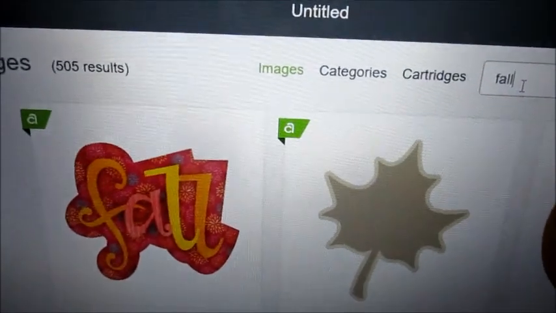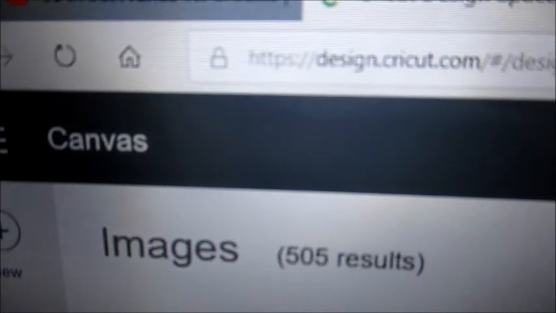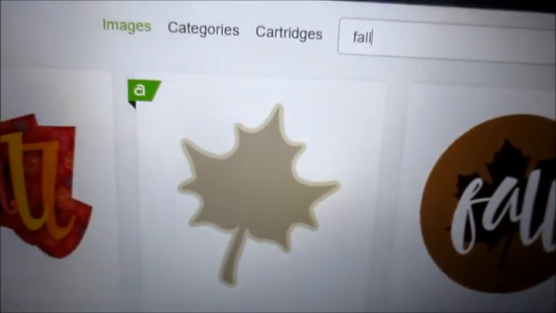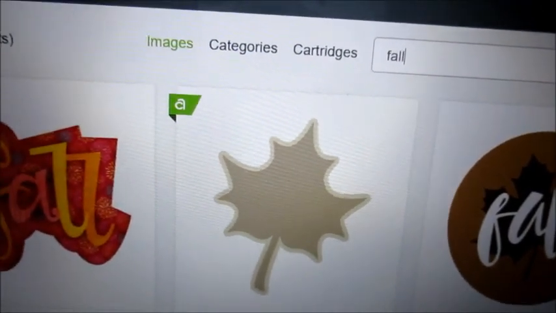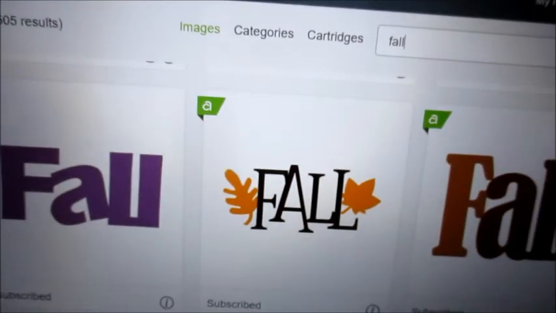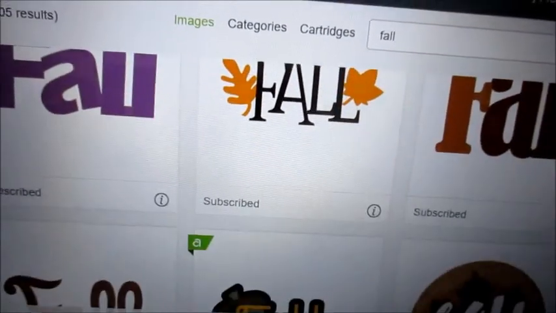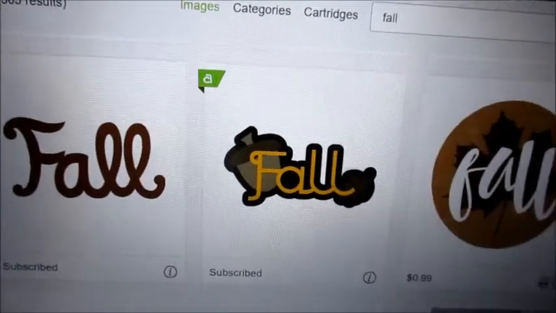Hi, today I want to talk about using Cricut Design Space and typing into images the word fall and giving you a feeling for what shows up when you have that $9.99 a month plus tax subscription. I'm going to show you all of the images that come up.